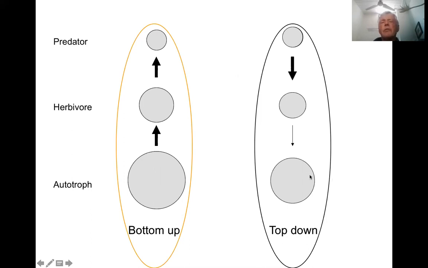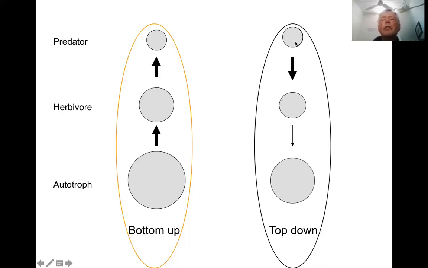Imagine this situation where we just have three trophic levels: an autotroph, an herbivore, and a predator. If top-down forcing is important in this system and strong, then the predator from the top of the food web is going to have a strong depleting effect on the herbivores. That in turn is going to prevent the herbivores from depleting the plants.